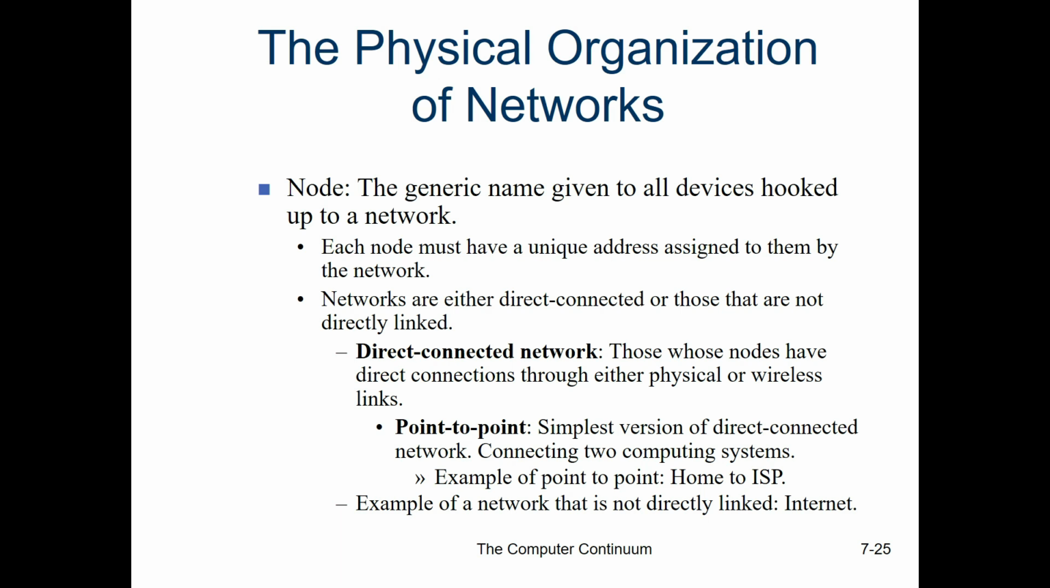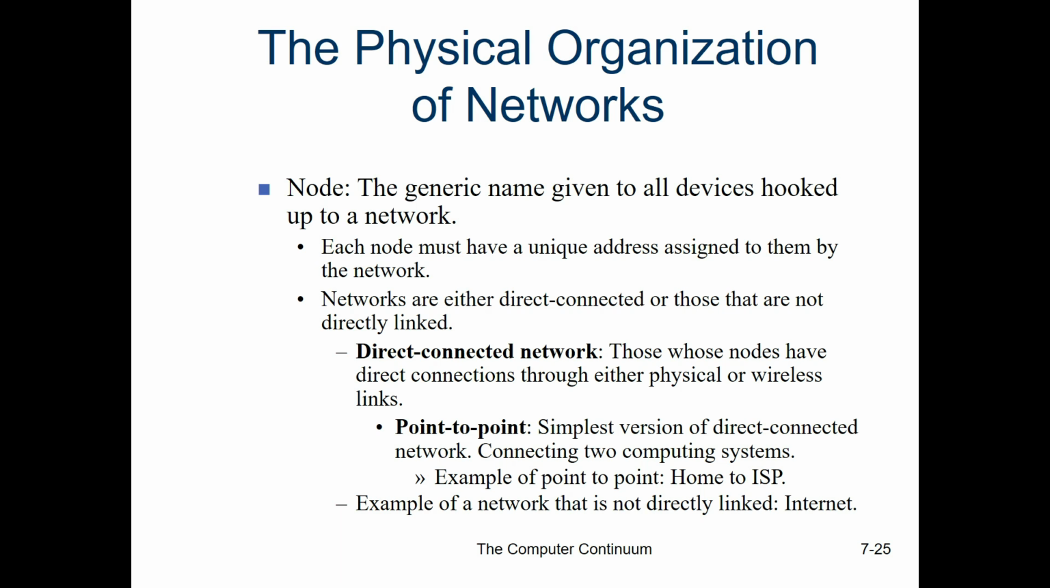Networks are either direct connected or not directly connected. So what is meant by direct connected network? Those whose nodes have direct connection through either a physical or wireless link. For example, let's say your mobile phone is connected to another mobile phone via Bluetooth. Then we could call it a direct connected network. Or let's say your two computers are connected by a wire, a twisted pair cable. Then we call that a direct connected network.